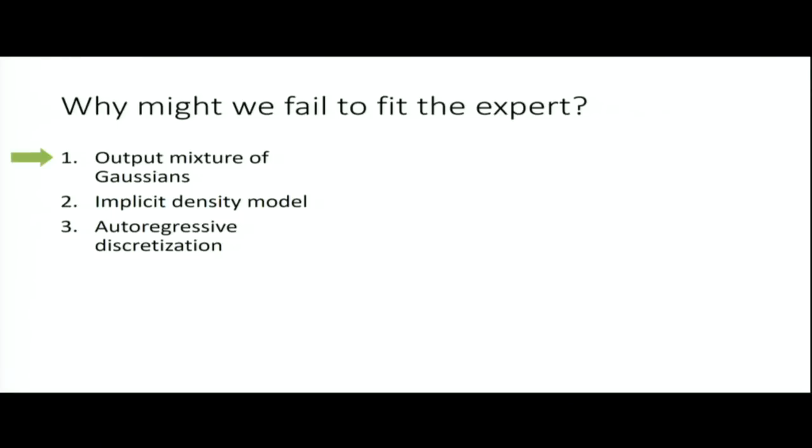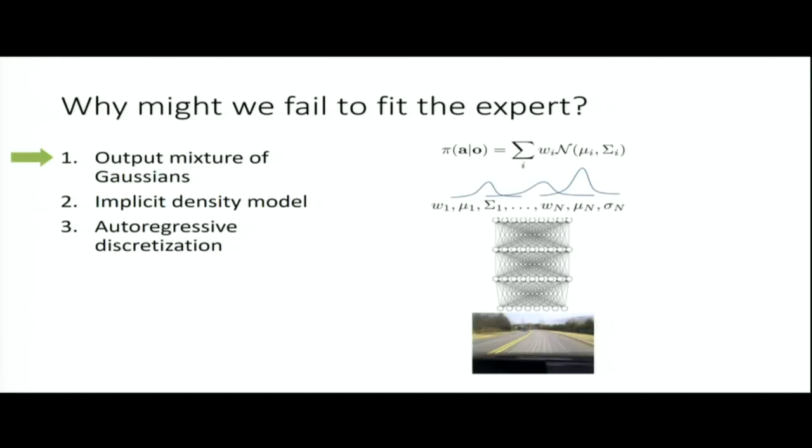The mixture of Gaussians, that's exactly what it sounds like. So instead of having your network output the parameters of a unimodal distribution like a Gaussian, you have it output the parameters of a multimodal distribution like a mixture of Gaussians. So you might, for example, say that your probability of an action is a weighted sum of a bunch of Gaussians, and you're going to output the weights, the means, and the covariances of all these different Gaussians, and then you can represent multiple modes.